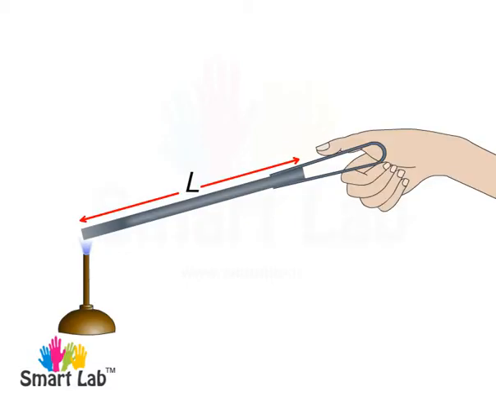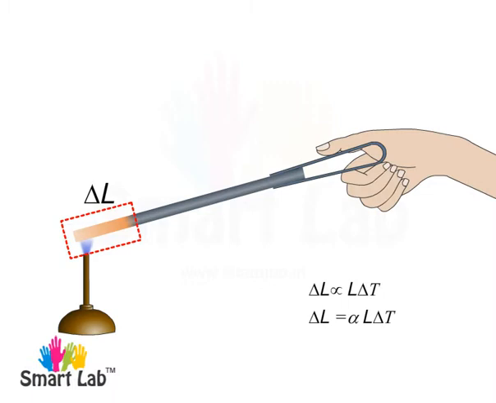Let L be the length of a rod at some initial temperature T. When the temperature changes by delta T, the length changes by delta L. The change in length depends on initial length L and change in temperature delta T. That is, delta L is directly proportional to L into delta T, or delta L is equal to alpha into L into delta T, where alpha is the coefficient of linear expansion.